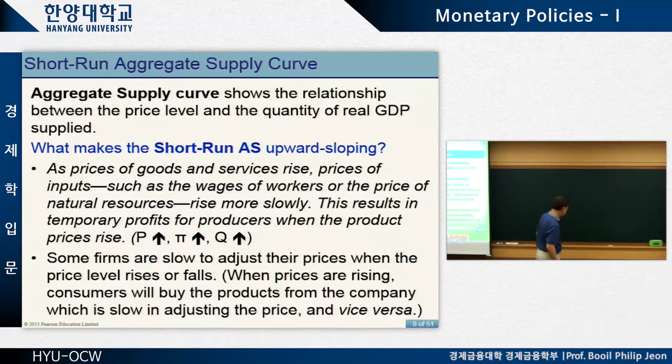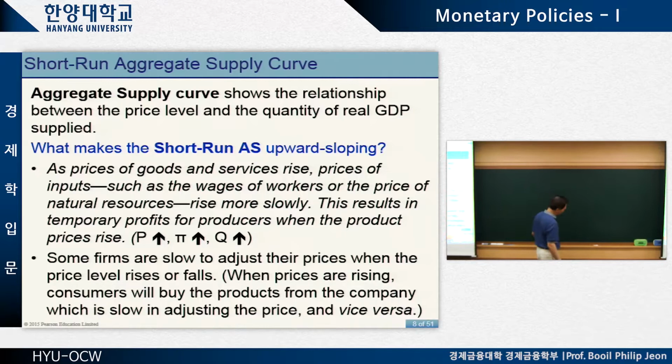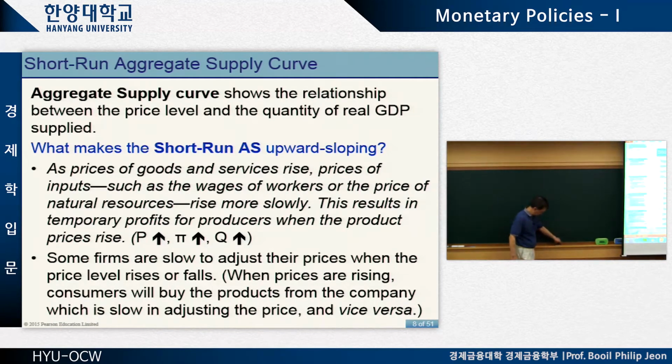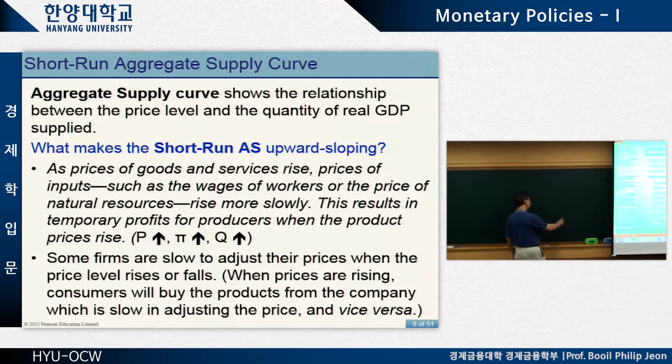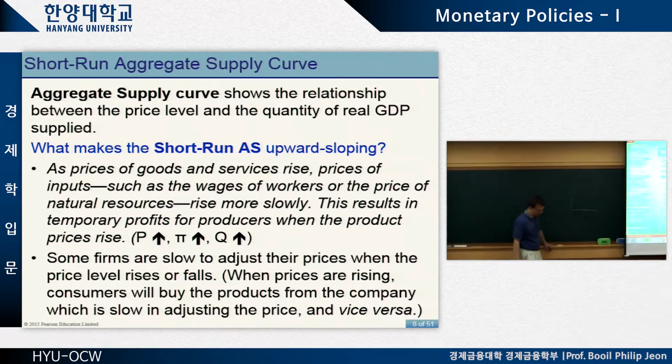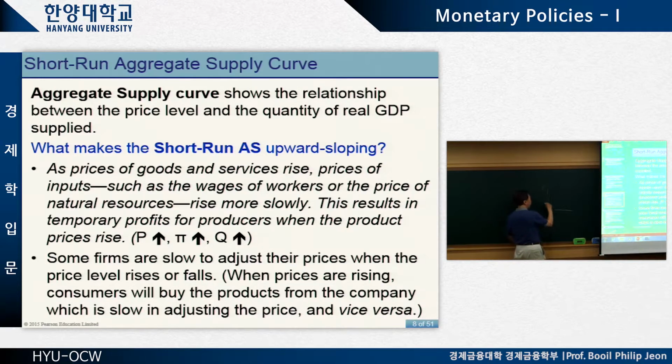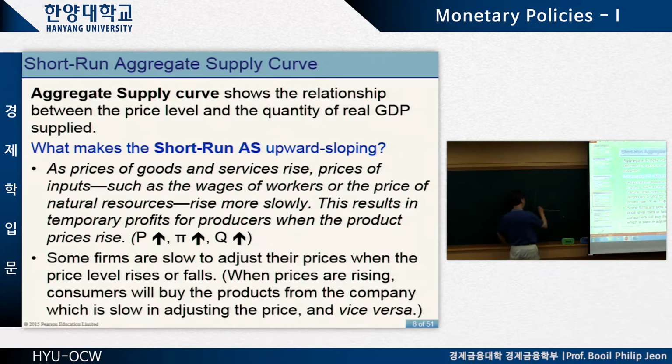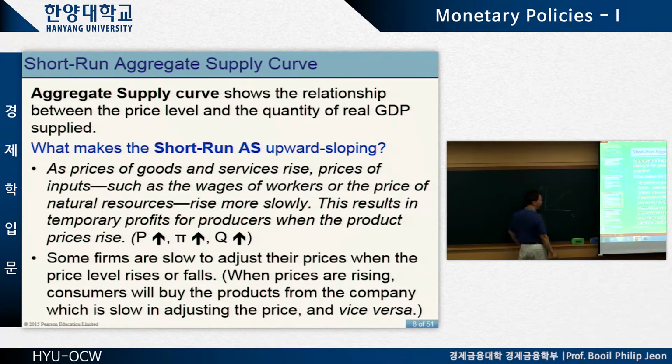Alright, so the rest of the chapter is about aggregate supply and using aggregate demand and aggregate supply to analyze the economy, what happens. The aggregate supply is slightly different from the supply curve in microeconomics. In microeconomics, again, we talked about the upward sloping supply curve, right?